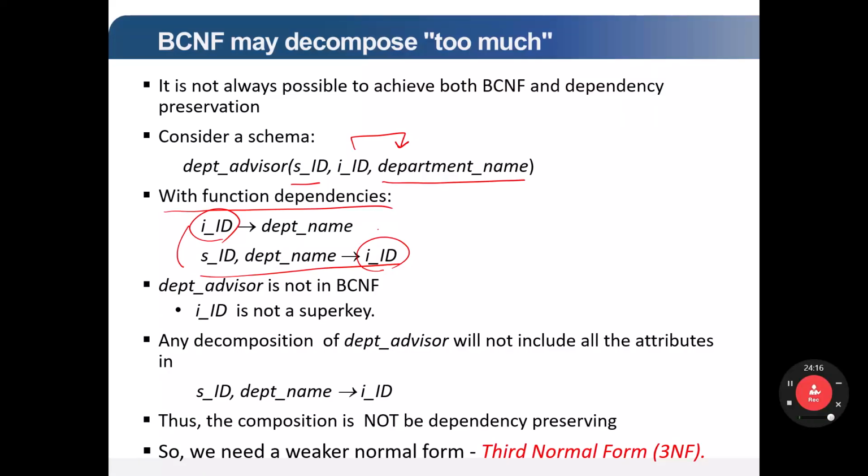Is instructor ID the super key? Instructor may advise multiple students. So instructor ID is not a super key.